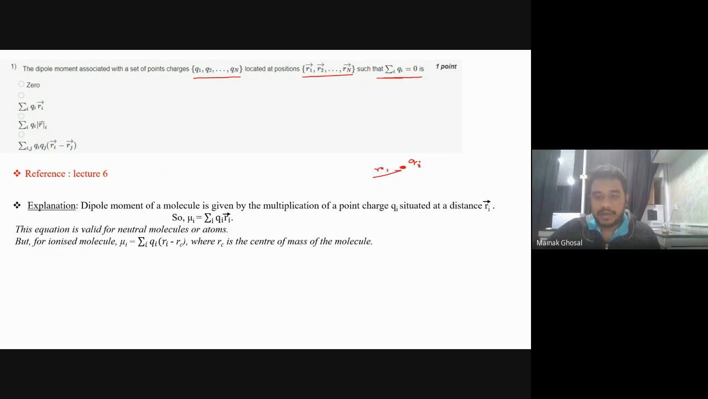So my dipole moment will be charge into the distance, simple as that. Qi into Ri. So this will be my dipole moment. Now, as I am getting the summation of all that, mu will be the summation over all i of Qi into Ri. That will not be zero, because in this case the total charge is zero, but Qi into Ri is not zero. Your total charge summation is zero.